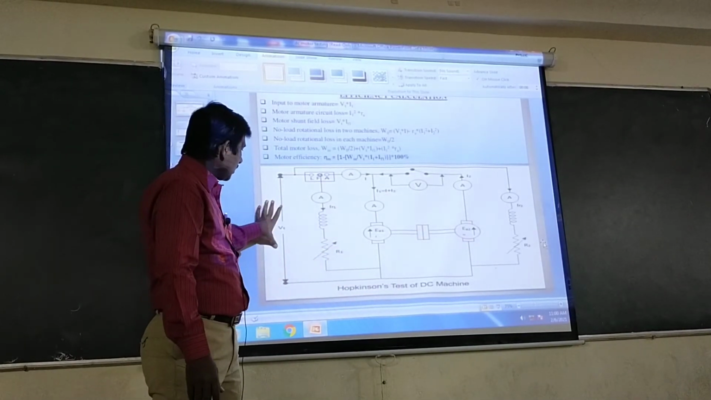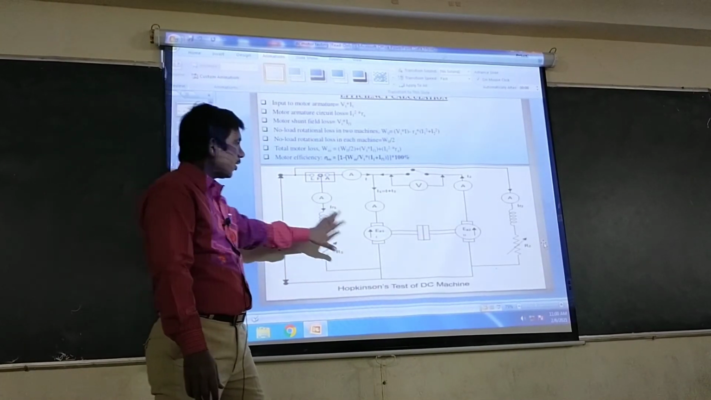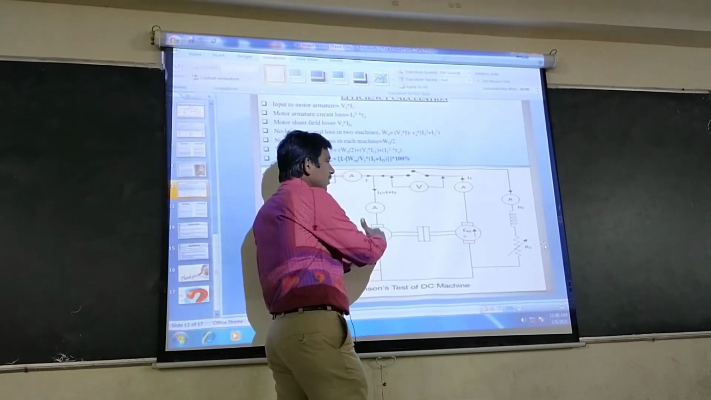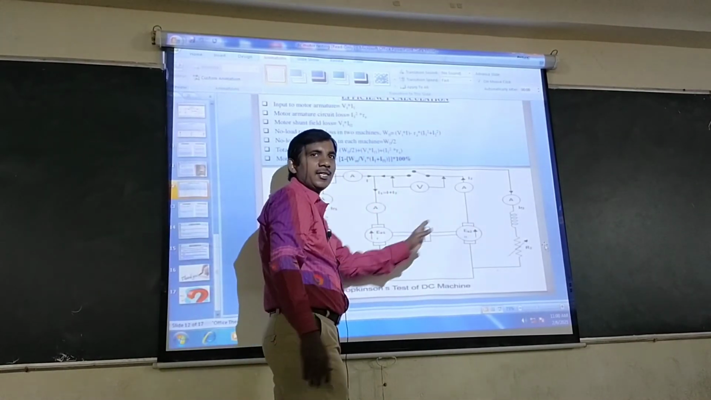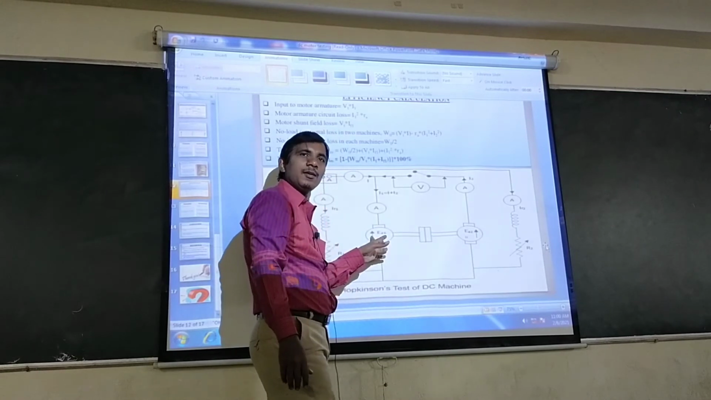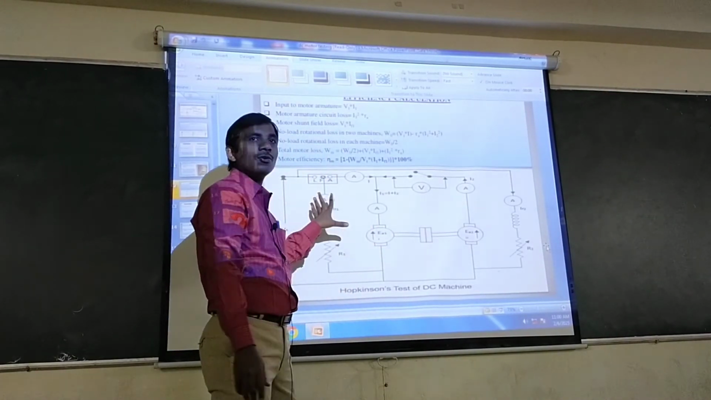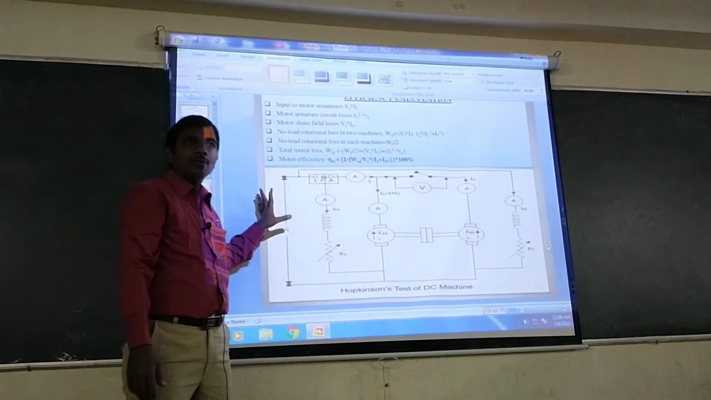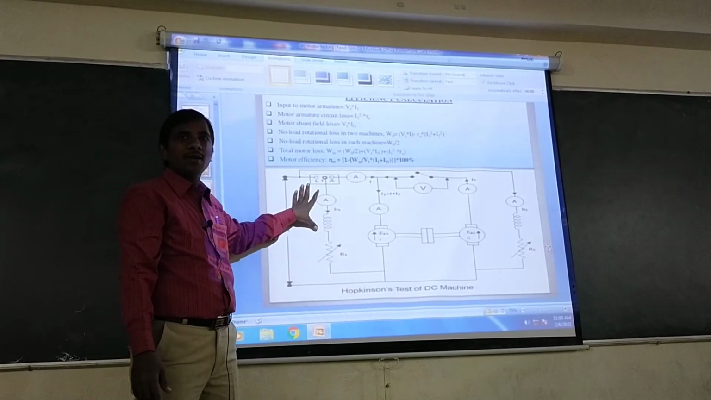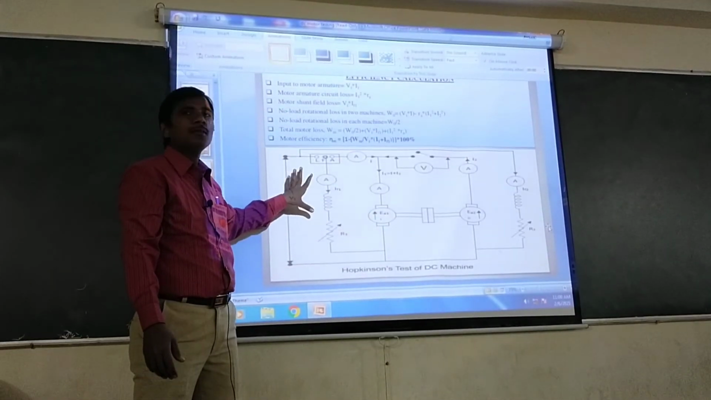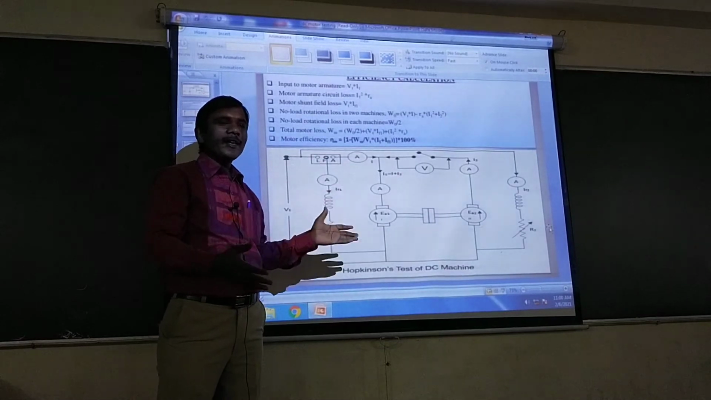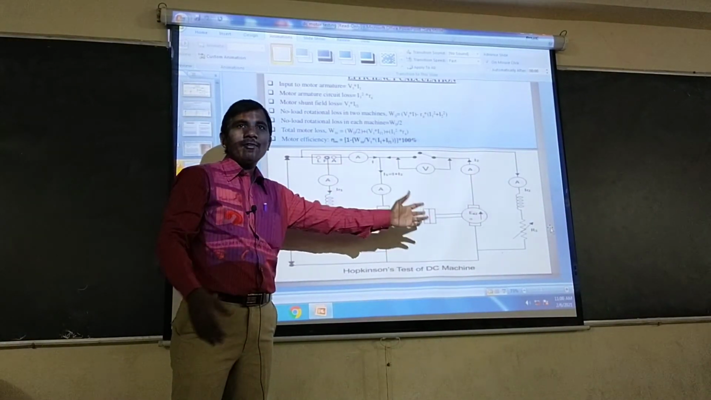Now an extra power supply is required, because the motor is there and the generator is there. The motor gives mechanical power to the generator, and the generator gives the input voltage to the motor. Then why is extra power required? Extra power is required to supply the losses. By finding these losses, we can find the efficiency while working as a generator and while working as a motor.